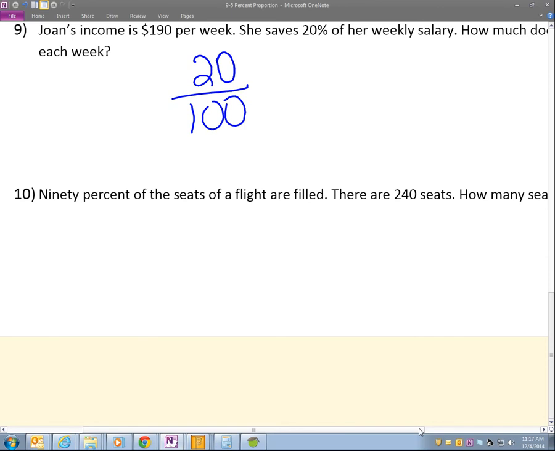Okay, I got some of the information. I'm going to go ahead and read it again so I don't make any silly mistakes. Joan's income is $190 a week. She saves 20% of her weekly salary. How much does she save each week? Okay, so is $190 part or whole?